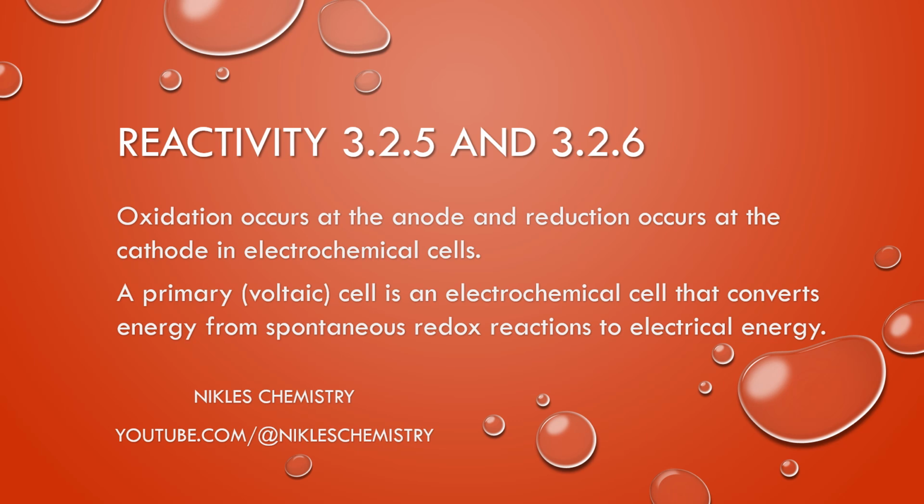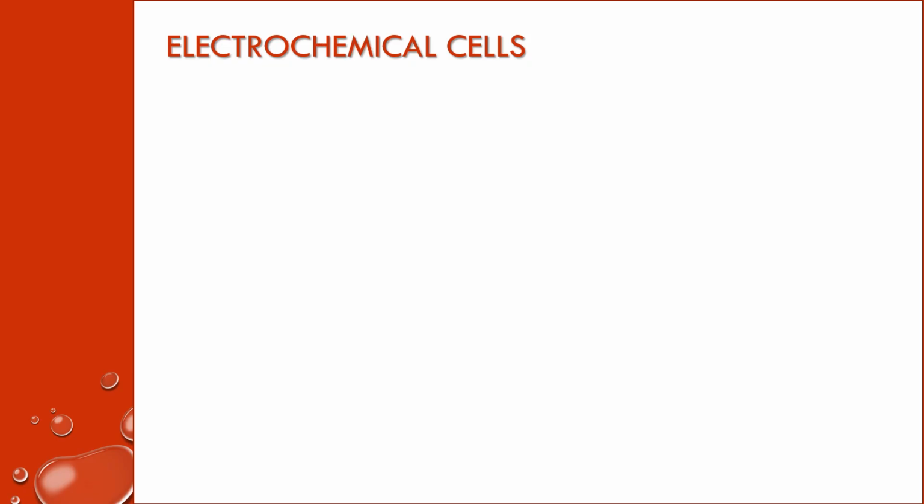Hello, today we're going to talk about reactivity 3.2.5 and 3.2.6, which really gets into electrochemical cells, and then we will get specific with voltaic cells. Okay, so electrochemical cells are what we call redox reactions effectively. But there's two main types. The first one is the voltaic cell. The other one is called an electrolytic cell.